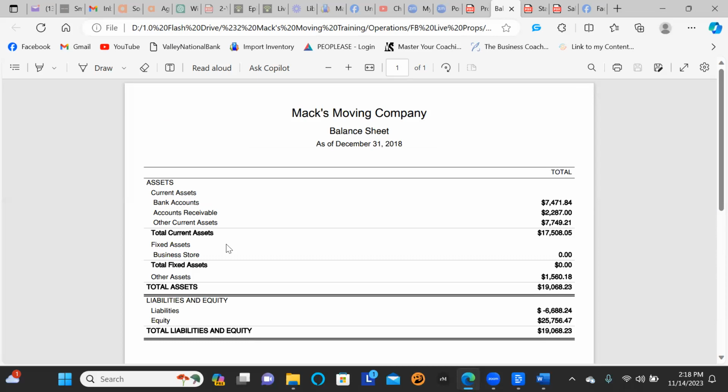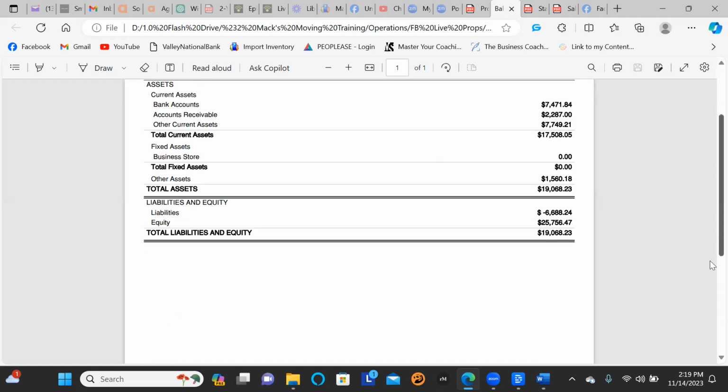From there, if you have any other assets or fixed assets, like a business store that you completely own outright, or a forklift that's making you money, that's an asset. So if you have any other assets, that's going to go into your asset total. So basically, it's going to be assets minus liability and equity.